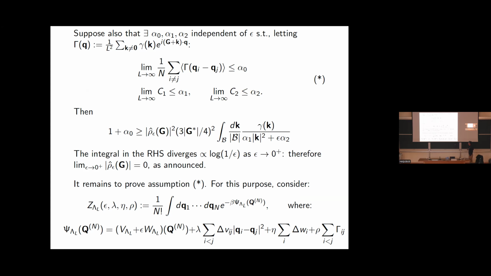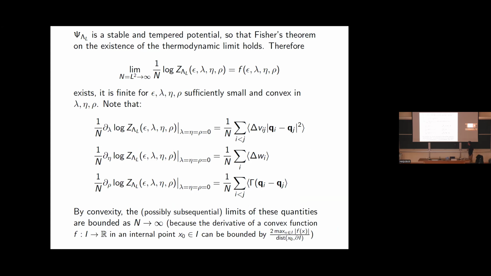Okay, so the proof goes as follows. You introduce this auxiliary potential, auxiliary because of the presence of these extra terms proportional to lambda, eta, rho. This is a stable and tempered potential, exactly as the original one we have. So the theorem of the existence of the thermodynamic limit for the normalized log of the partition function holds.